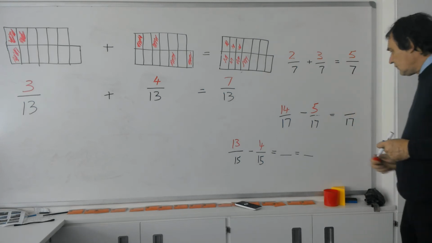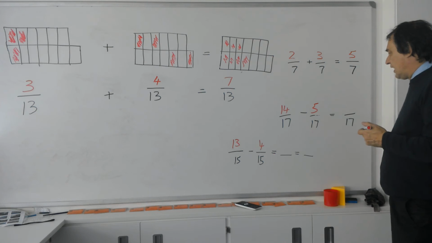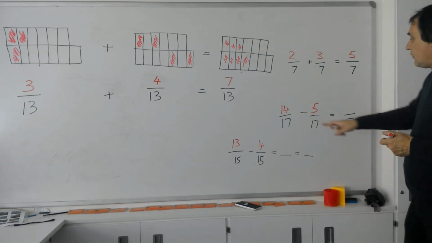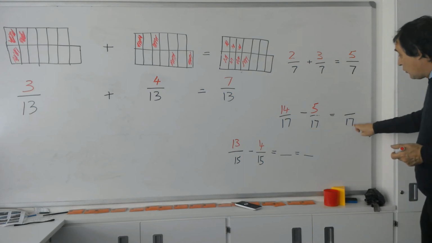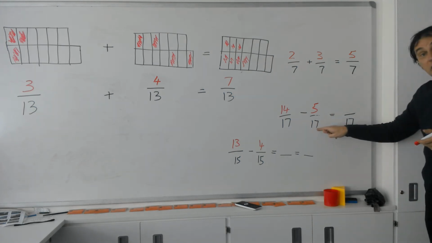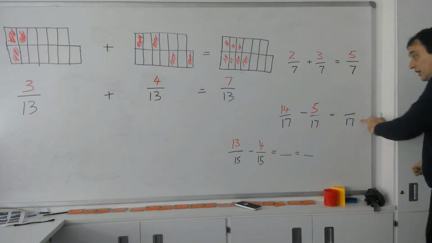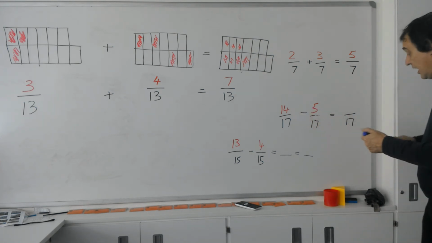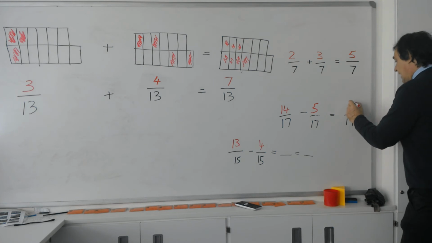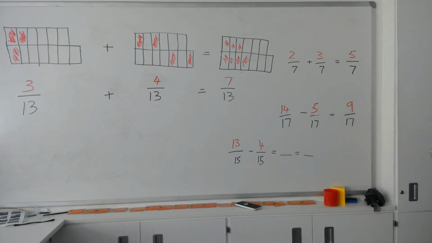Okay, same works if we're taking away as well. So if we've got 14/17 take away 5/17, we know straight away that as these two denominators are the same, the denominator will also be 17 in our answer. So all we have to do is 14 take away 5, and that leaves us with 9/17.